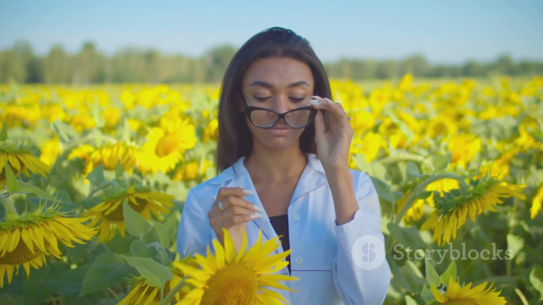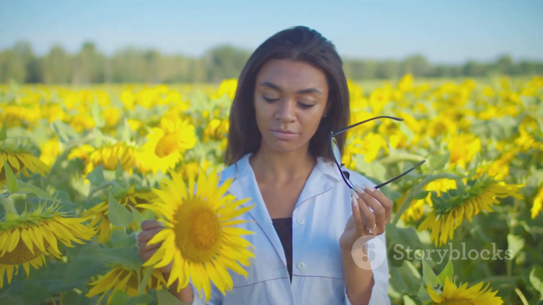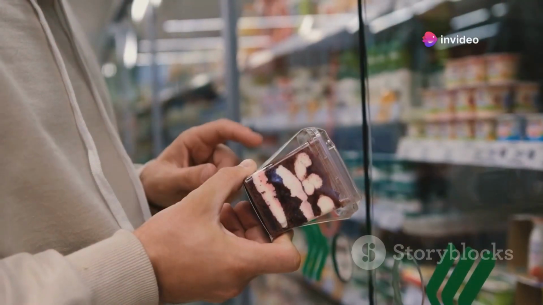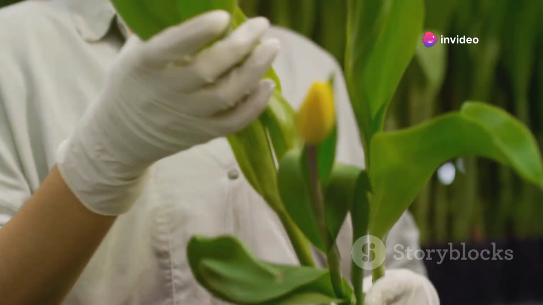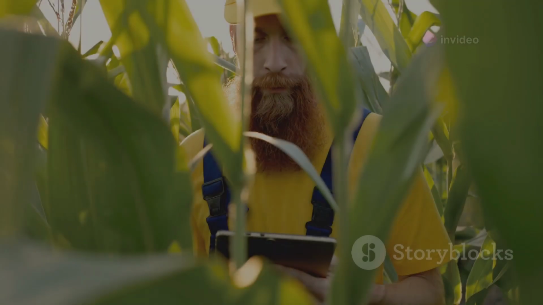While these crops offer many benefits to farmers, they also raise concerns. Some people worry about the long-term effects of consuming GMO foods. Others are concerned about the impact of GMO crops on the environment.